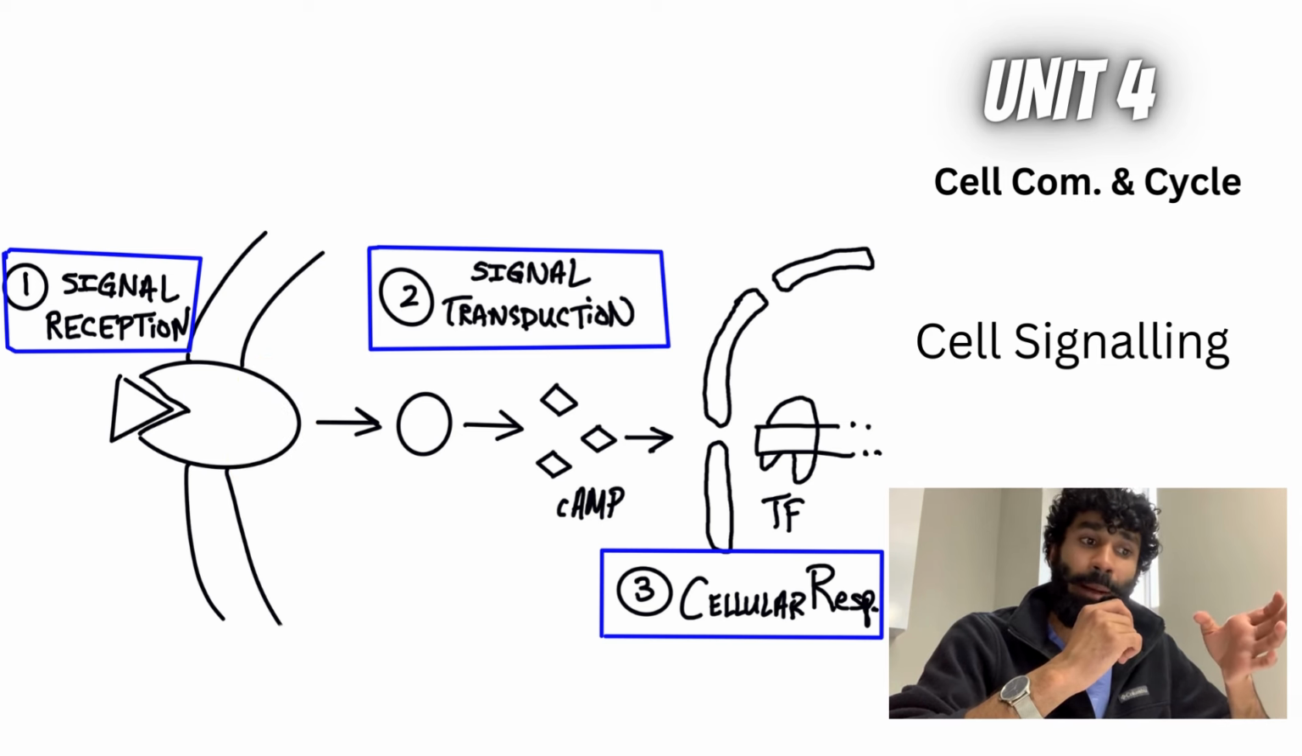Signals can then be amplified by secondary messengers like cyclic AMP, and a final cellular response can be a transcription factor binding to DNA and promoting gene expression.